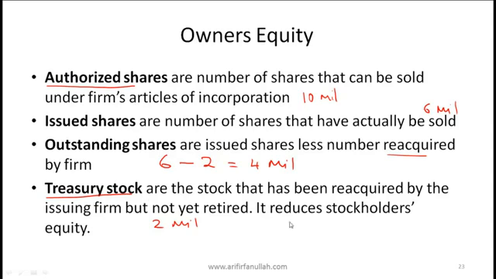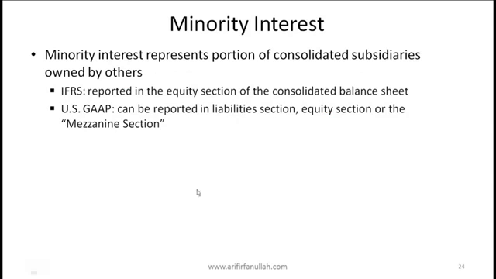So when a company issues new shares, that increases shareholder equity, because issuing new shares means that shareholders are putting more money into the company. Treasury stock operation means that the company is paying money to shareholders, so money is leaving the company, and hence that reduces equity. Minority interest represents the portion of the consolidated subsidiaries owned by others. So before talking about IFRS and US GAAP, let me just explain what this means.